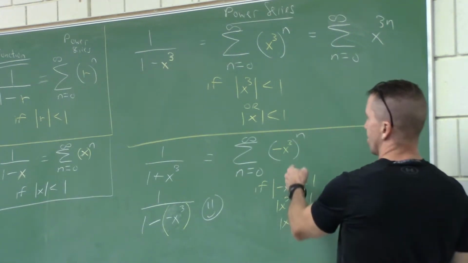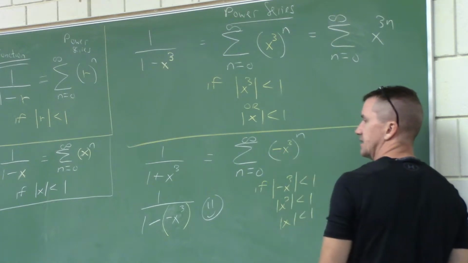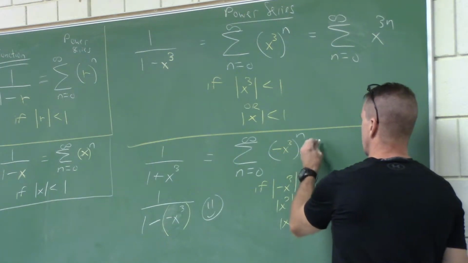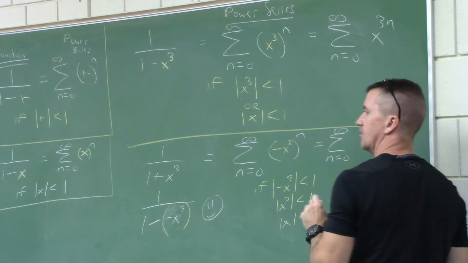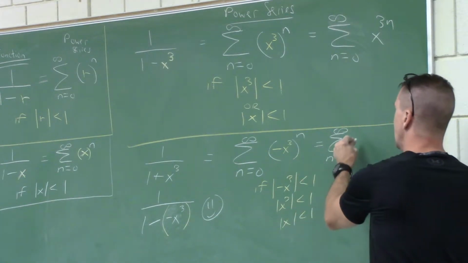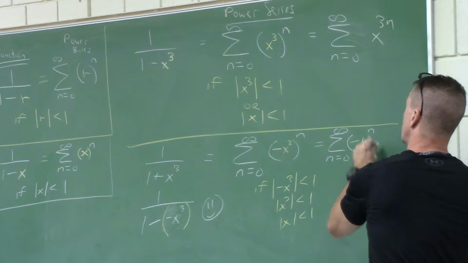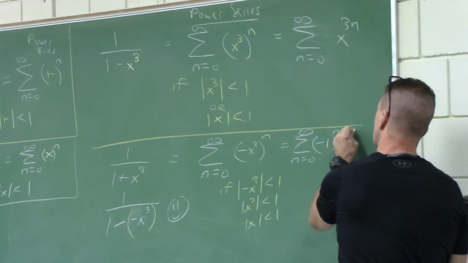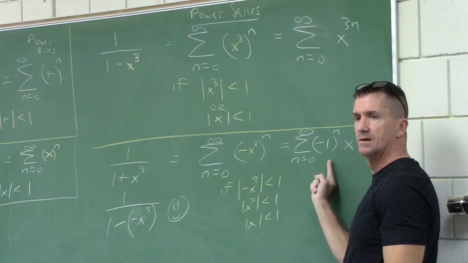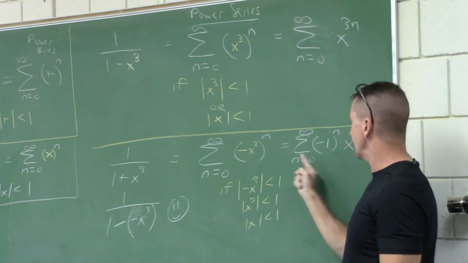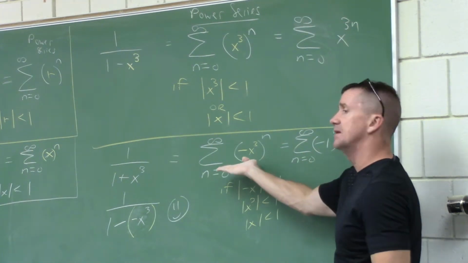Now I need you, it's not really a big deal here, but it is in our last problem. How can you rewrite that? Negative x to the 3n. Okay? Everyone, negative 1 to the n, multiply x to the 3n. See if you have any questions on what I just did. Do I have to do that here? Not in this problem. You found the power series.